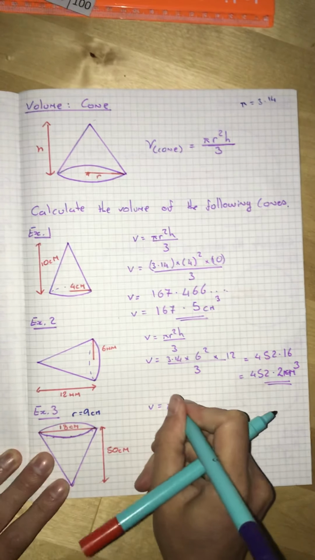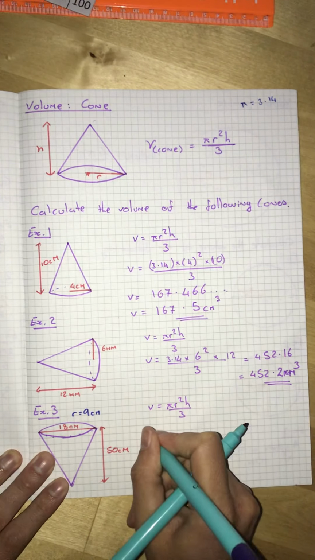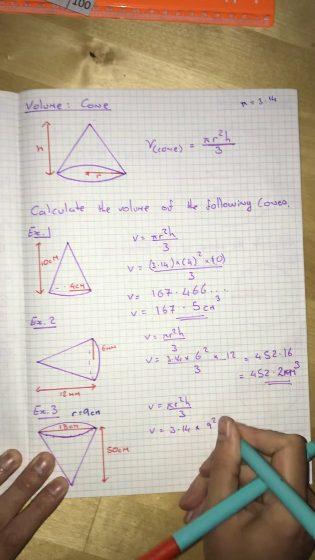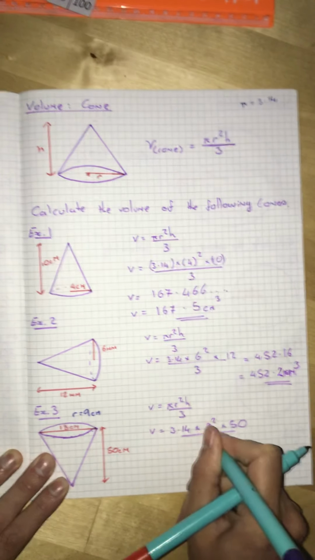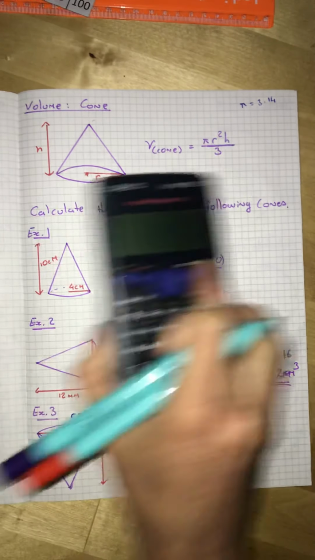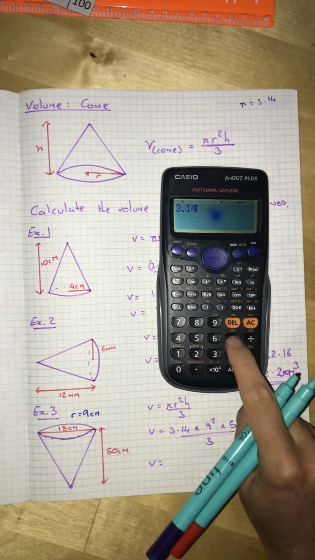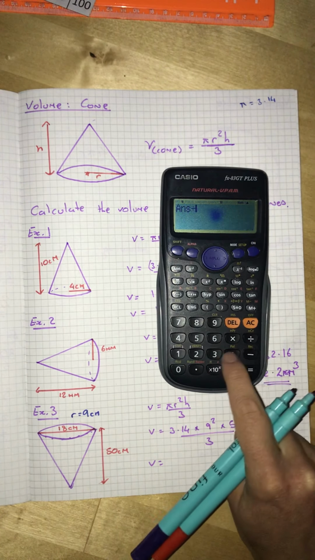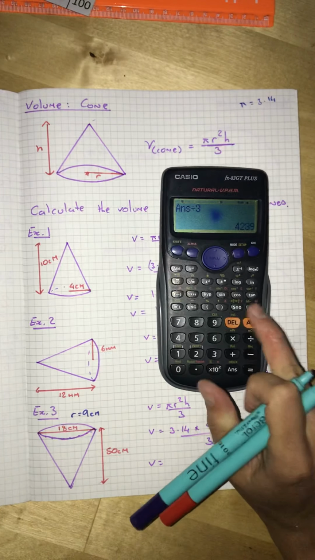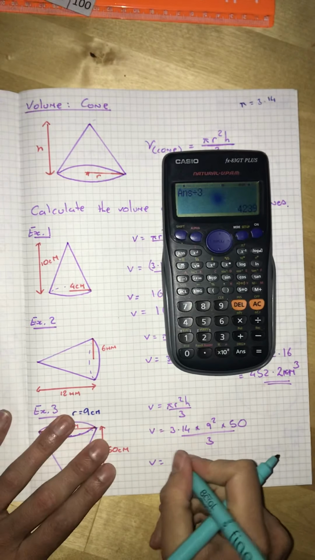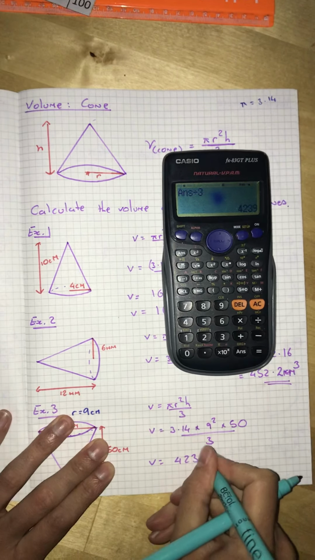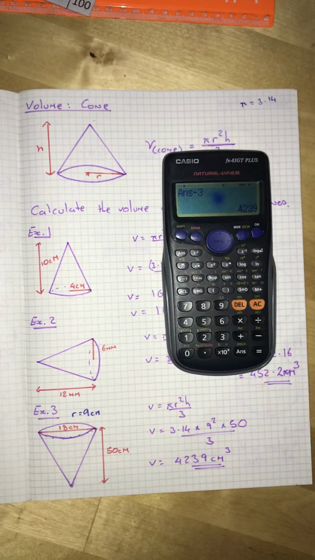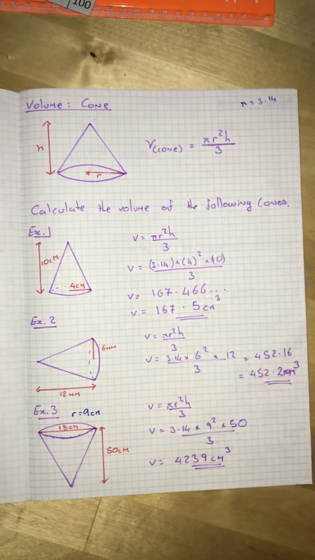So now we start. Volume equals pi r squared h over 3. So 3.14 times 9 squared times 50 all over 3. Calculator out again. 3.14 times 9 squared times 50 all divided by 3. Oh, that's a whole number. Equals 4239 centimeters cubed. So that is how you calculate the volume of a cone.